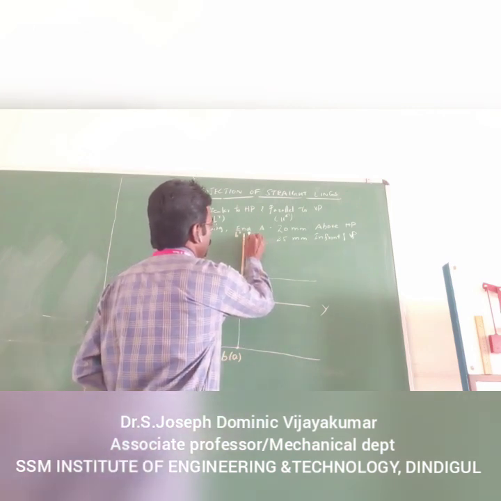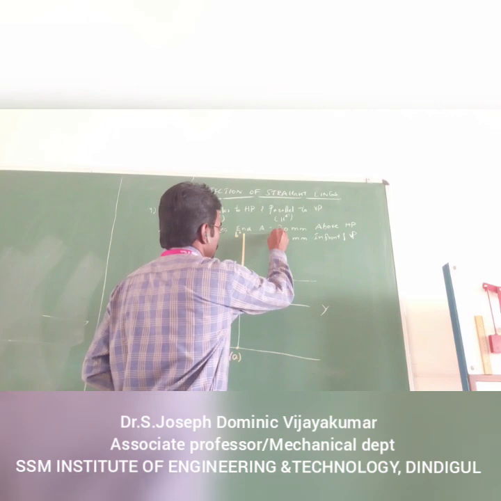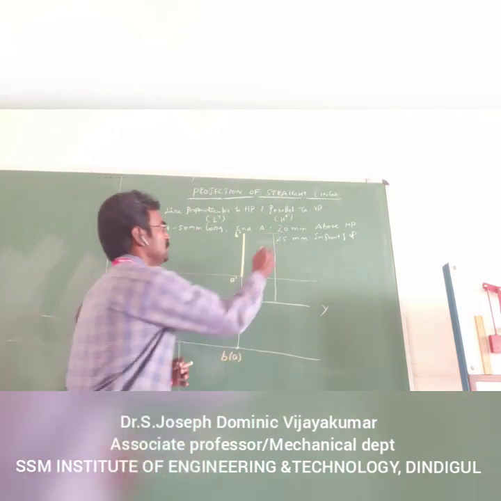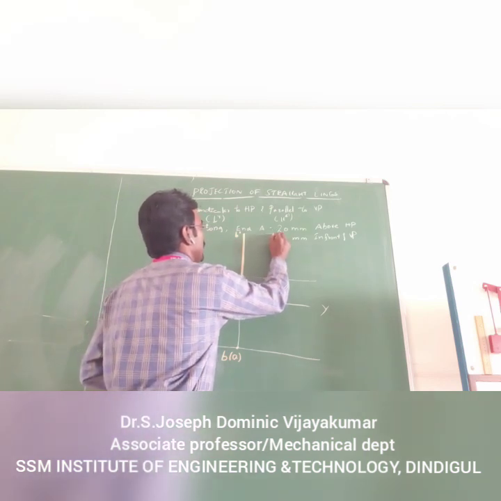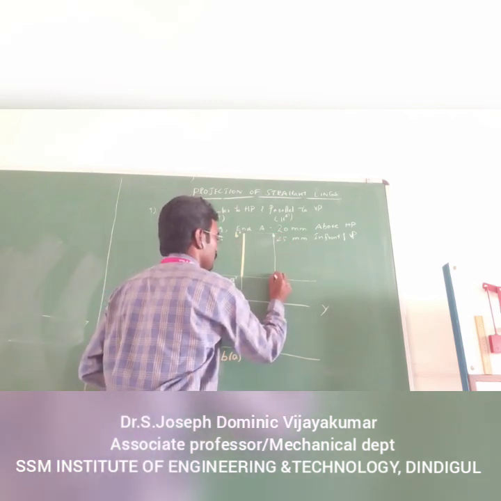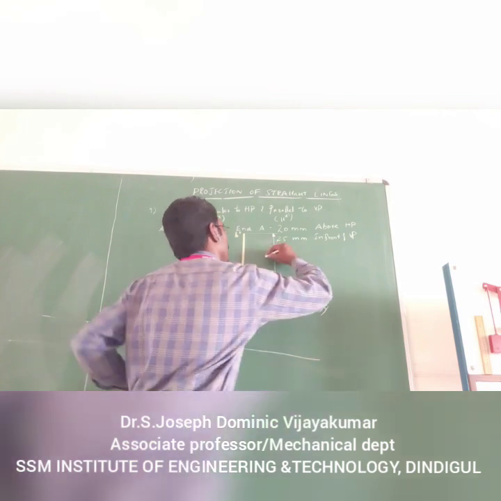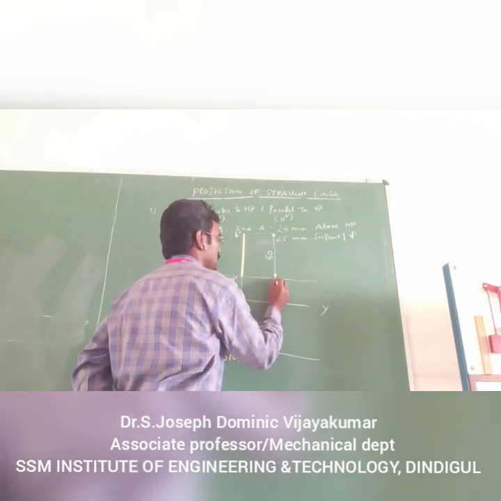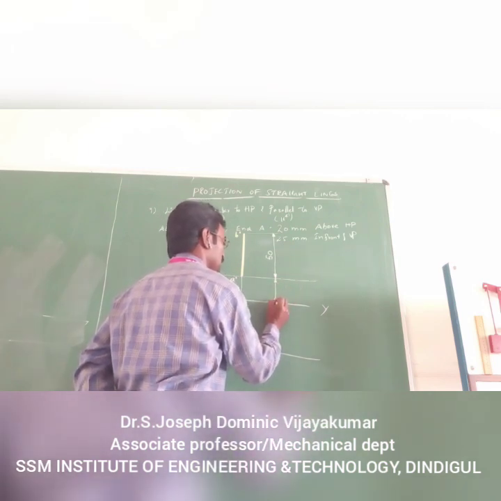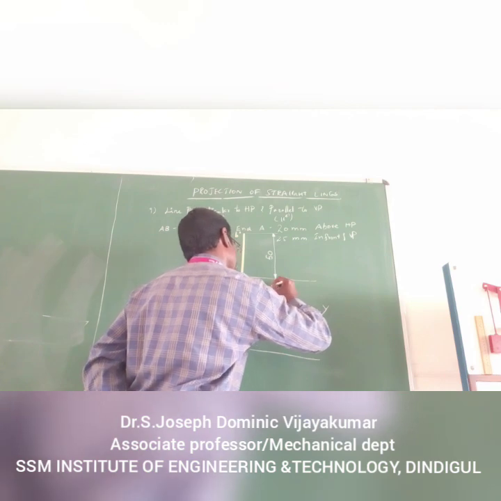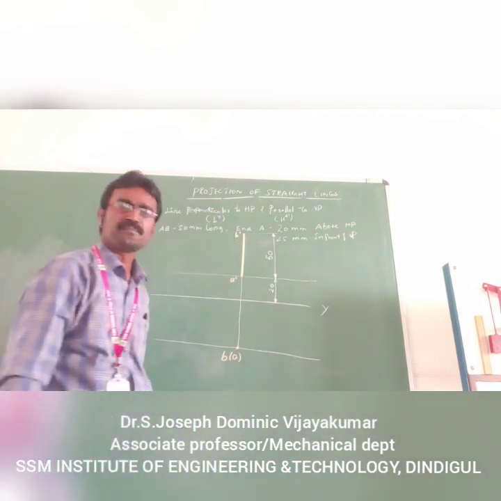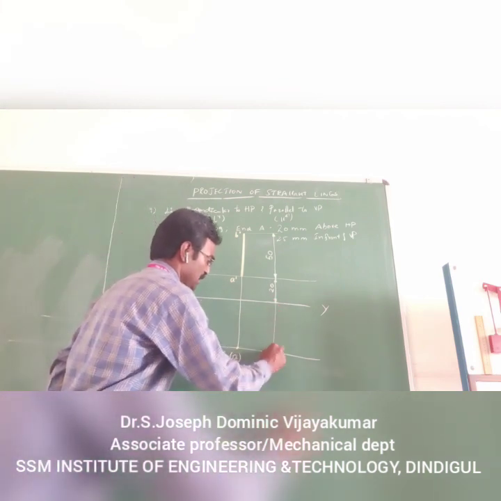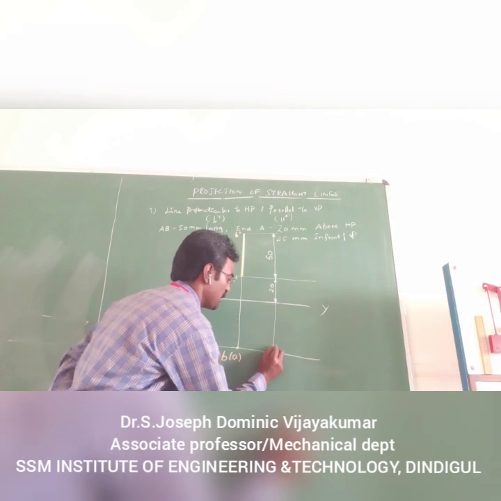Similarly, we note the dimensions also. That is, line distance is 50 mm. End A is 20 mm above HP. Similarly, 30 mm in front of VP.